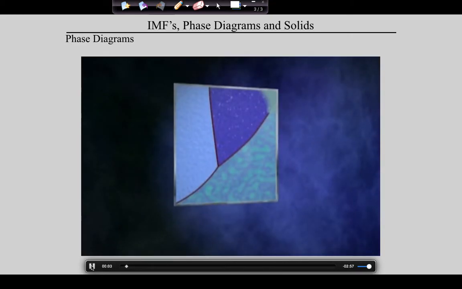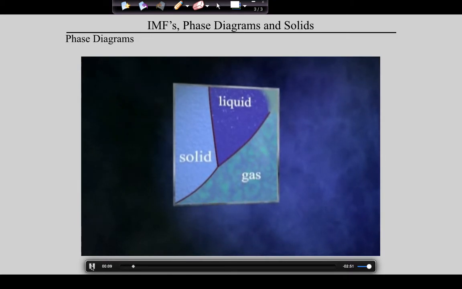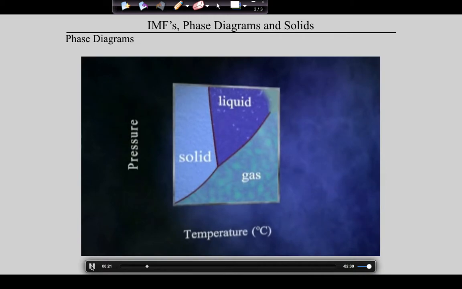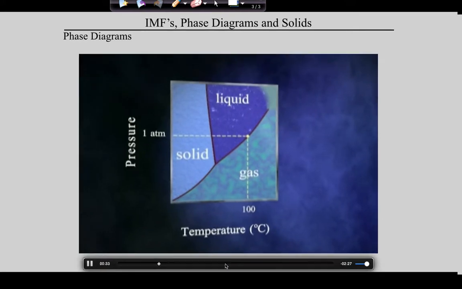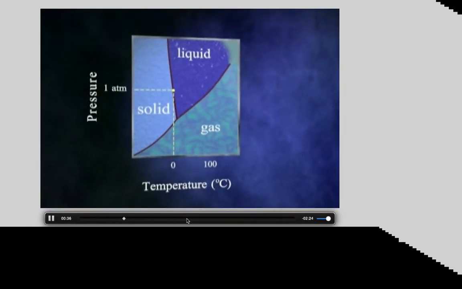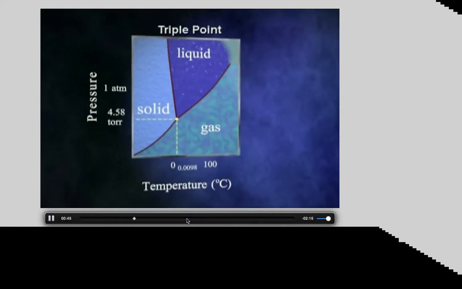A phase diagram indicates the temperature and pressure conditions under which a substance is a solid, a liquid, or a gas. The lines that separate the phases are called phase boundaries. At any point along a phase boundary, the phases exist in equilibrium with one another. For example, in the phase diagram of water, at 1 atmosphere of pressure and 100 degrees Celsius, liquid water and water vapor exist in equilibrium. This point is known as the normal boiling point of water. Likewise, the temperature at which solid and liquid water are in equilibrium at 1 atmosphere of pressure is known as the normal melting point. The point at which all three phase boundaries come together is known as the triple point.